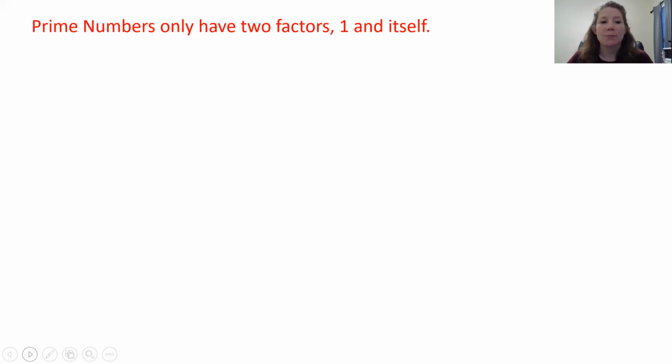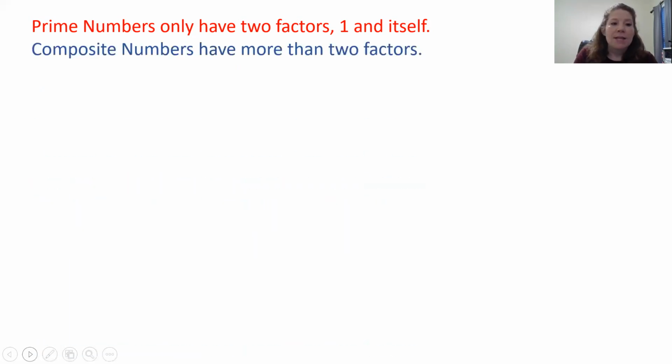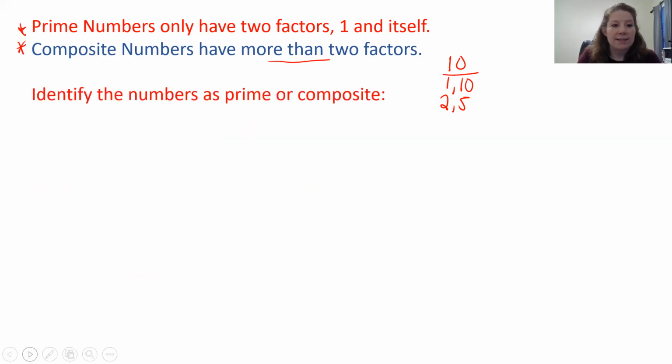All right, prime number. What is a prime number? A prime number only has two factors. So for example, the number 3, the only two numbers that multiply together to give me 3 is 1 and 3. So it only has 2 factors. It's prime. Now the composite numbers have more than 2 factors, like the number 10. So 10 has factors of 1 and 10, but also 2 and 5. So if you have a number with more than 2 factors, it's composite. Prime numbers only have 2 factors, which is 1 and itself.